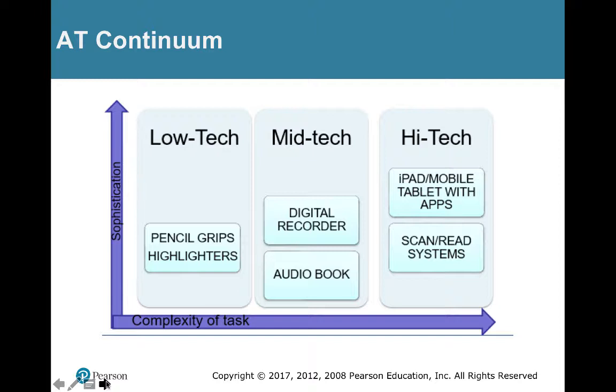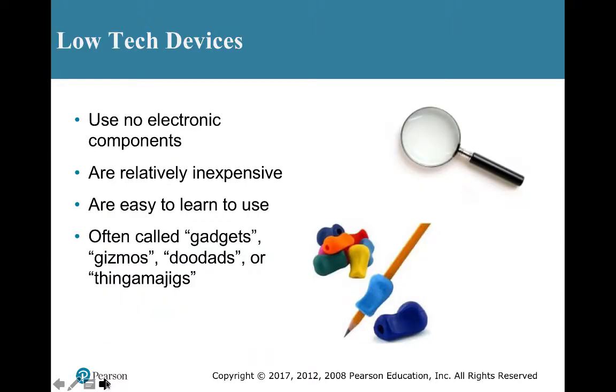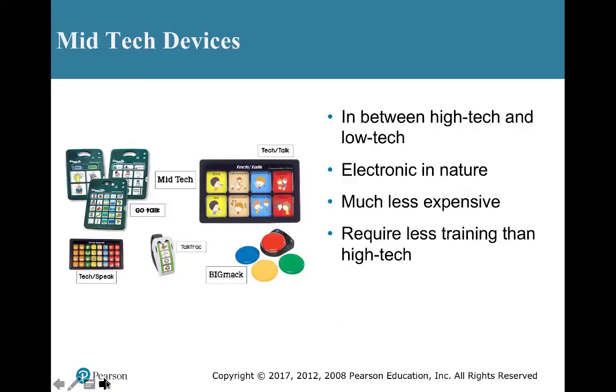The AT continuum consists of low-tech, mid-level technology, as well as high-tech technology. So we'll talk about that a little bit more. But essentially, we're talking about some things that are not as sophisticated, may not take a long time to learn, but then we are talking about things that are very, very high level in terms of technology. So low-tech devices would be things like calculators, things that are just inexpensive. It could be some type of magnification, pencil grips, again, easy to learn. Sometimes they're referred to as gadgets, that kind of thing.